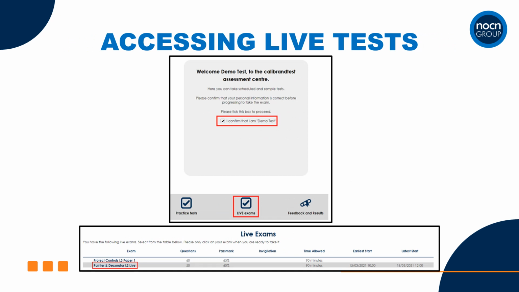A learner can access any live tests that have been scheduled and unlocked by the centre. They should go to Live Tests once they have logged in and should then click on the test that they are wanting to access. They will then be diverted to a page outlining the test instructions and to begin the test they must click Start Test.